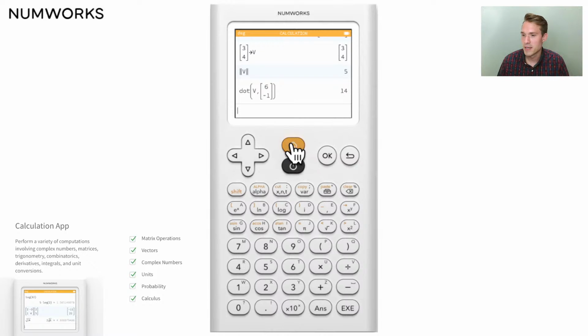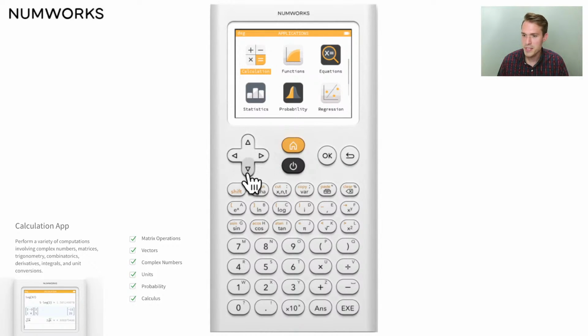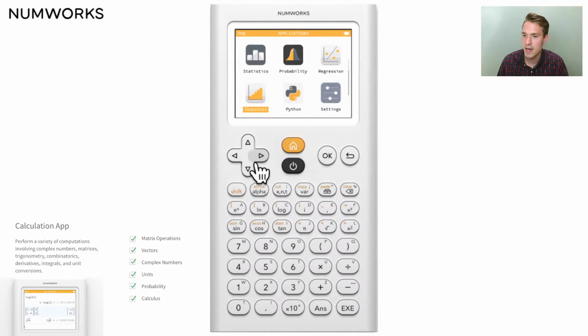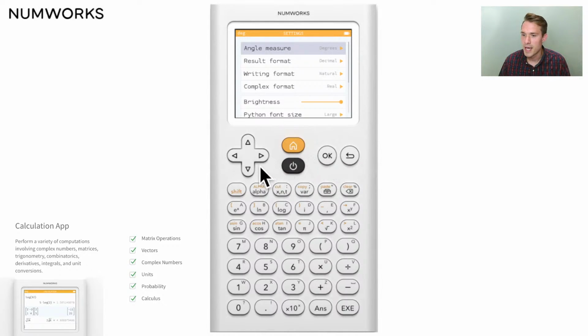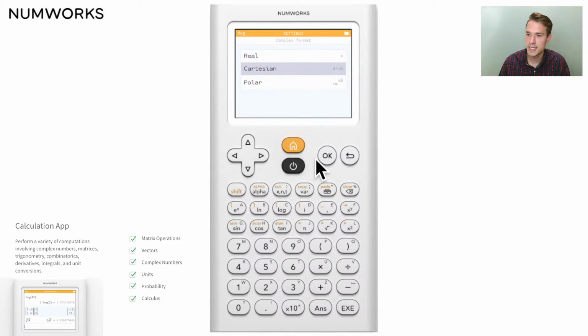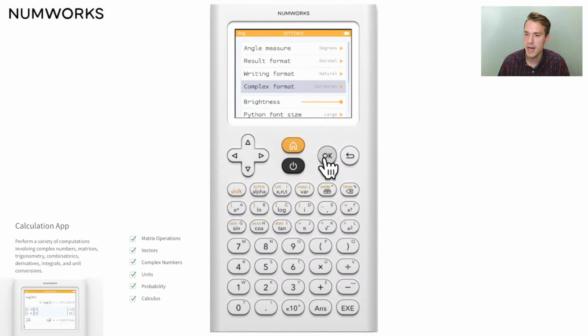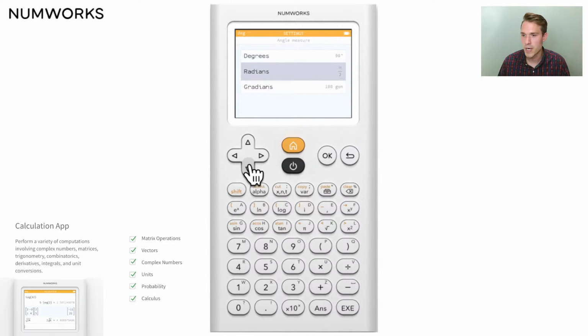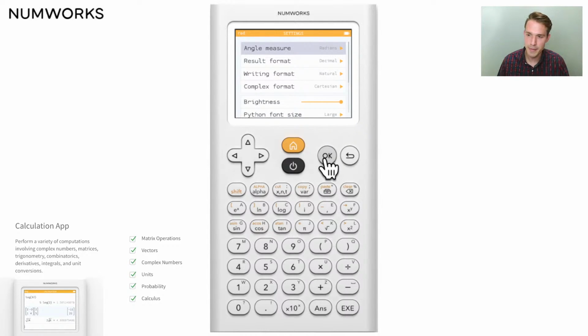So what I'm going to do is I'm going to hit the home button to return to our main menu. And the settings is actually one of our apps. It's at the very bottom. So I'll navigate down and to the right to open that settings app. And I'm going to change that complex format from real to Cartesian. This will allow us to work with complex numbers. And while I'm in here, I'm also going to go ahead and change the angle measure from degrees to radians for some of the work we're going to do in a little bit.